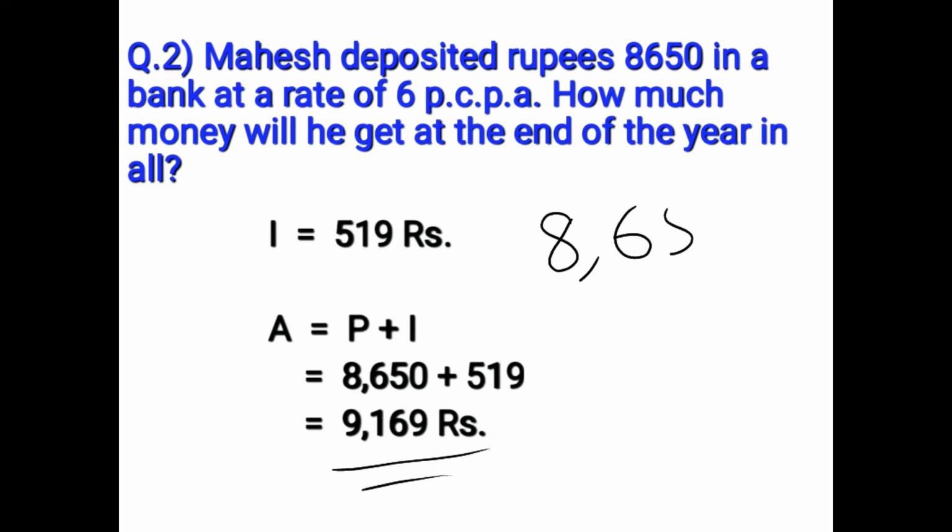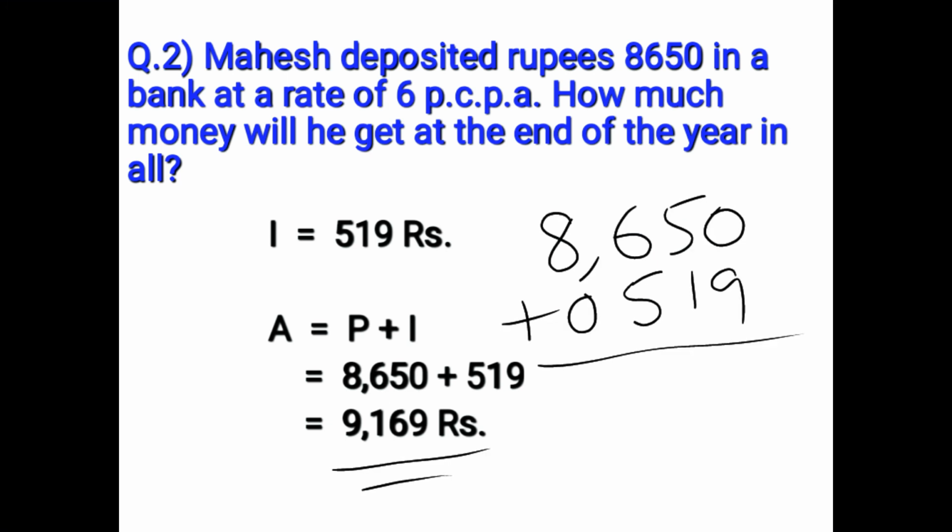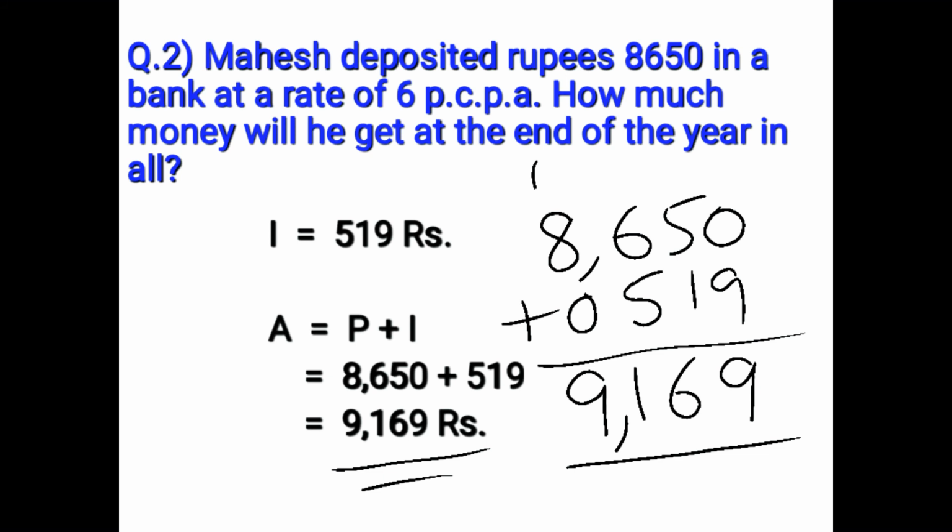Look here, I do the calculation. 8,650 plus 519. Students, you should remember the unit, tens, hundred and thousand places where you write the numbers. 0 plus 9 is 9. 5 plus 1 is 6. 6 plus 5 is 11. 1 plus 8 is 9. So I am getting the answer 9,169.